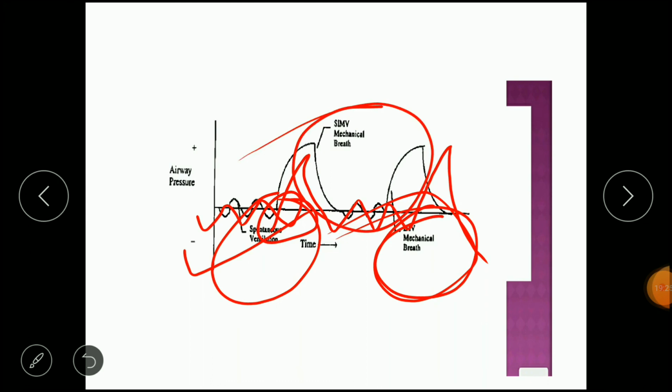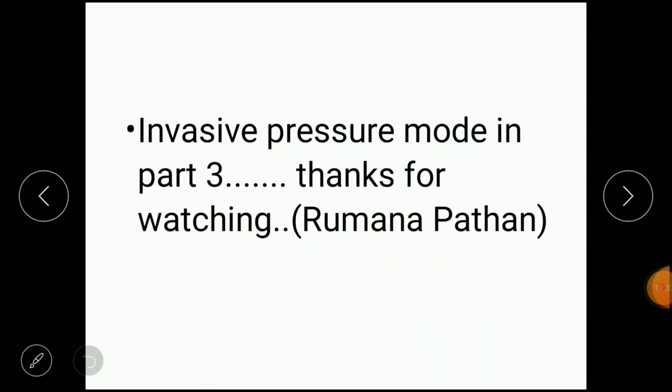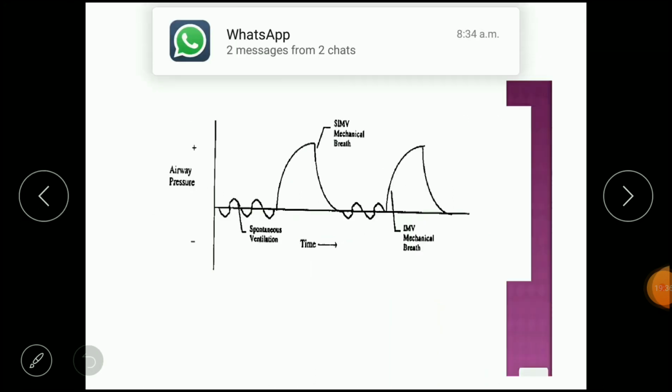So this is the graph. Here we complete all the modes. Next, we will see the invasive pressure modes in the next part, part 3. Here I will just revise what we have seen.